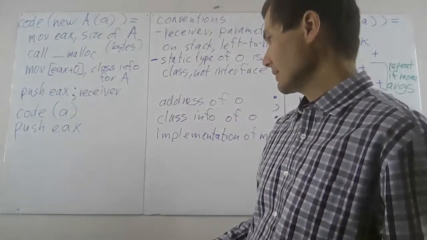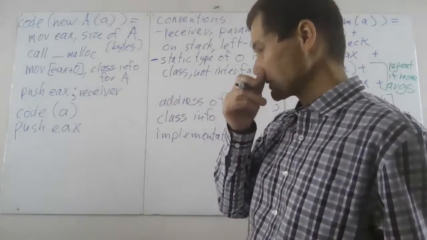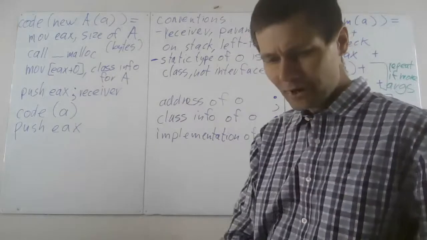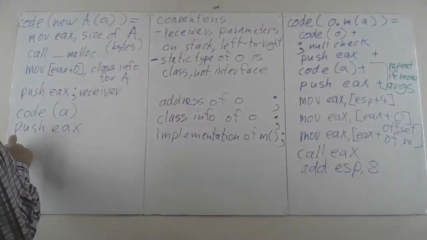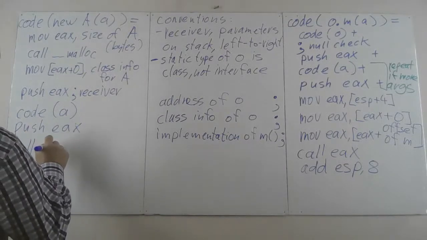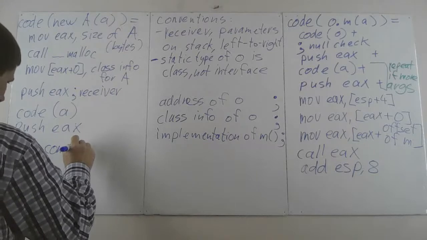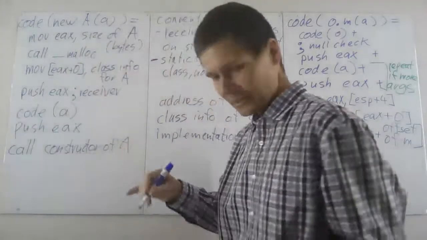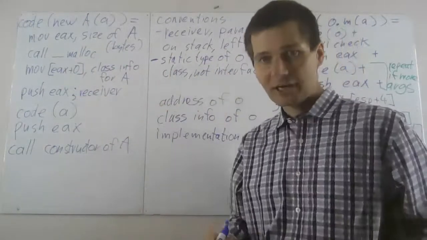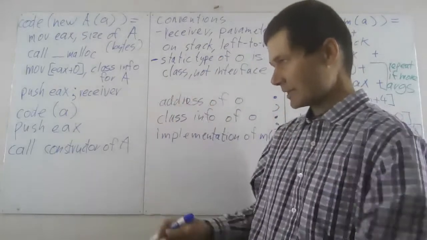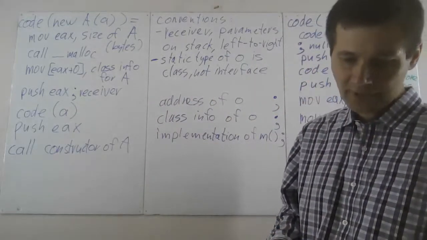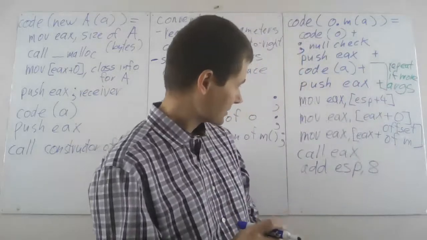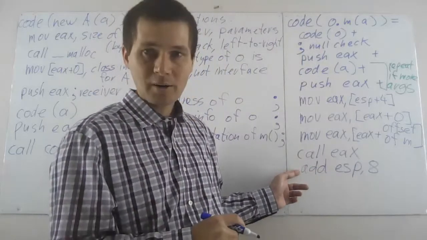Okay, so I've got the receiver and the arguments on the stack. Again, left to right, just like our convention before. And now I am going to have a call, and it's just going to be a call to the constructor of A. Okay, and that's a fixed label. So the compiler just generates that label, and it's going to be a call to a fixed address at runtime. All right, and then I'm almost done, except, just like here, I need to pop the arguments.